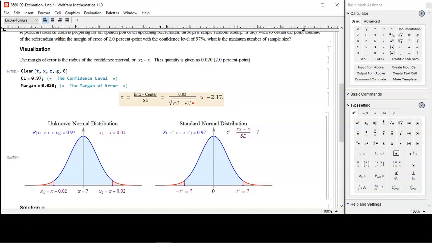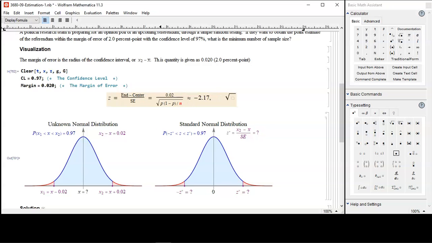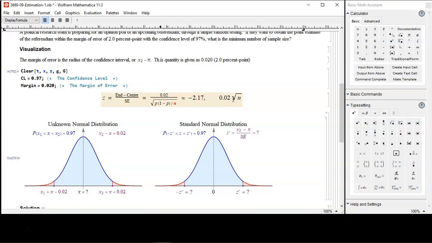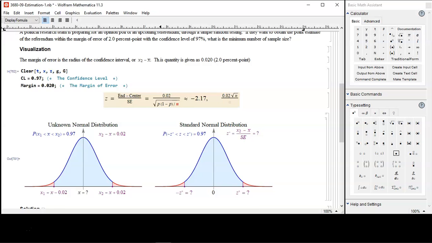So it goes like this. Square root of P(1 minus P) over N. Actually, what am I doing? It's going to be easier to flip over this N. So 0.02 square root of N, and then let's keep the other square root. All right, I got it. Like this.